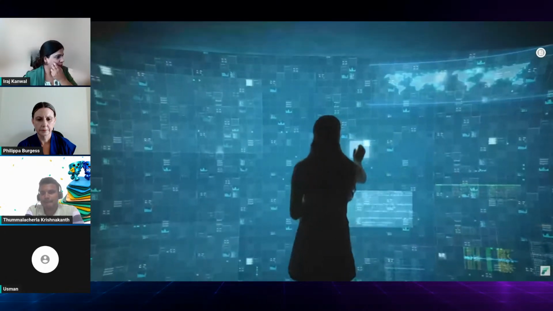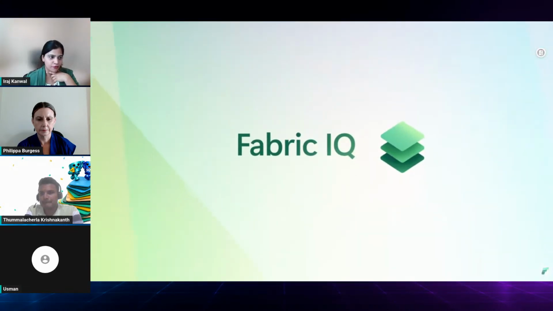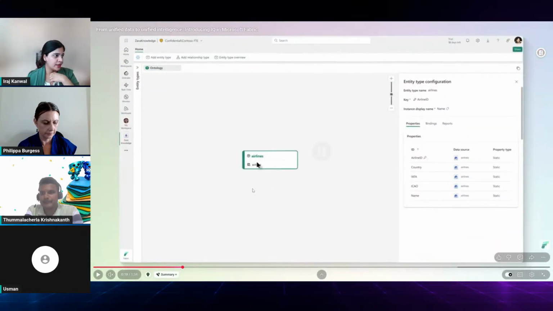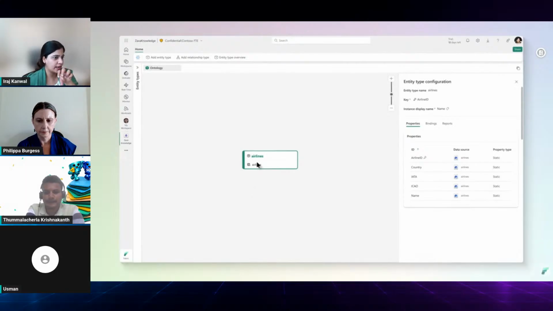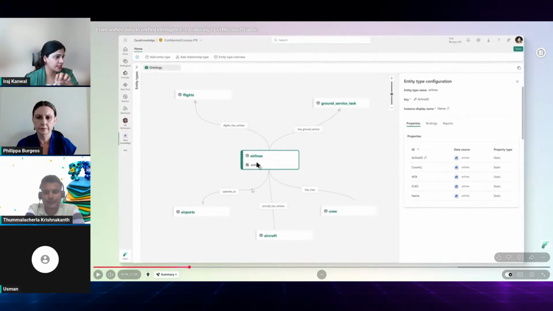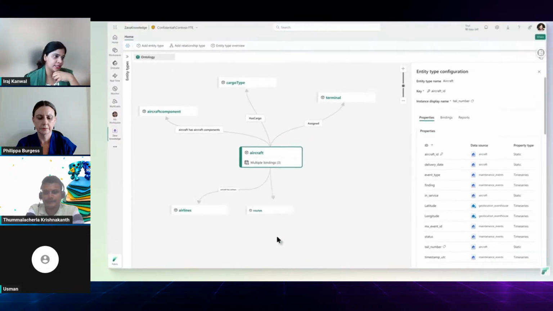So there is going to be an example for the airline industry, because an airline can have different entities like the aircraft, flights, and crew that matter. What you are seeing here on the screen is the ontology right now, which contains the airline as one company that can have different entities it depends on, like flights, ground service tasks, crew, aircraft, airport, and the entities can have sub-entities that it depends on.